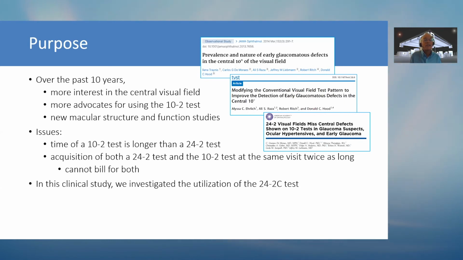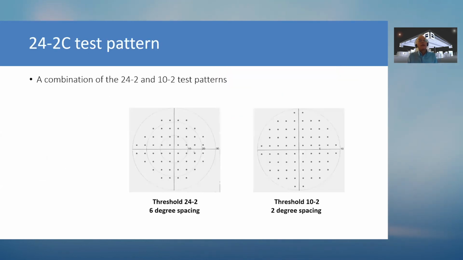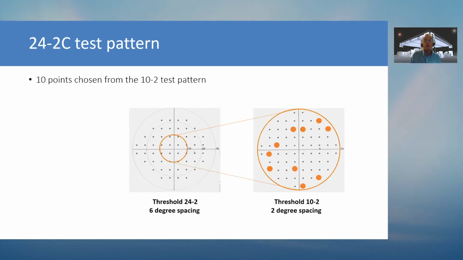It's tough to ask a patient to do both a 24-2 and a 10-2 test on the same visit because it's going to be twice as long. And the other thing is, of course, you can't really bill for both on the same day. So ZEISS has gone ahead and worked to create a 24-2C test, which is a hybrid of the two tests. And the idea is you take a 24-2 test and add a few extra points.